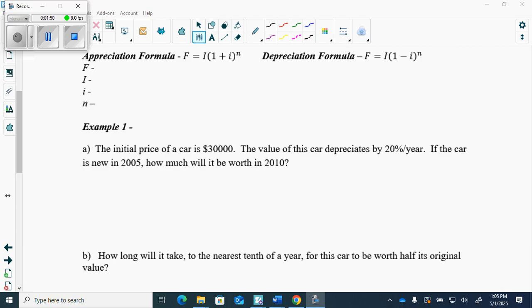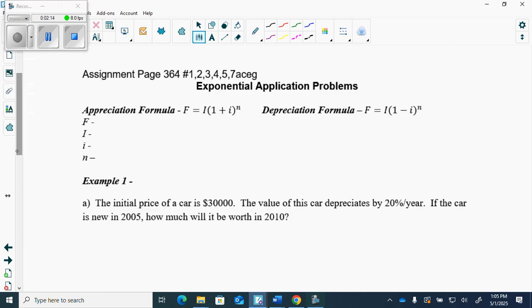All right. Now, what if we're going down by 20%? What percent would we be at? 80%. We would be at 80%. So, what is that as a decimal? 0.8. That's all these formulas are doing. Okay? So let's look at this appreciation formula and depreciation formula.